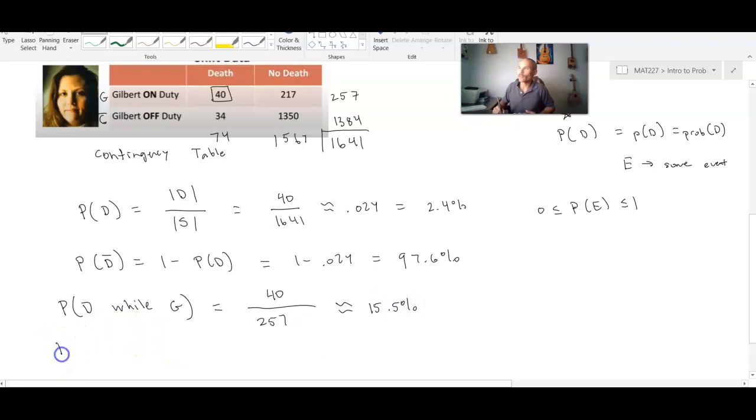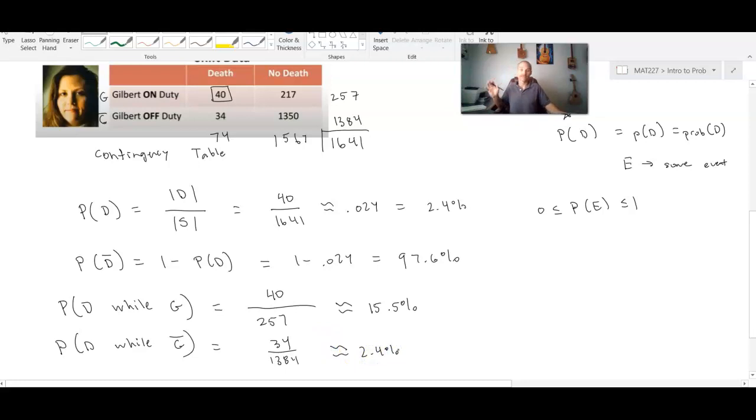And if we look at the probability that a patient died while Gilbert was not on duty, we want to compare the likelihood of dying when she is on duty versus when she's not. In this case, we have a different denominator because 1,384 patients were seen while she was off duty, and of those, 34 died. Already you can see that our numerator is smaller, but our denominator is much bigger, and so 34 divided by 1384 comes out to a smaller number, around 2.4%.